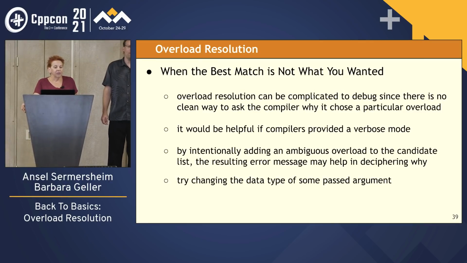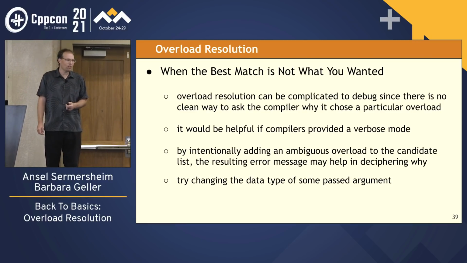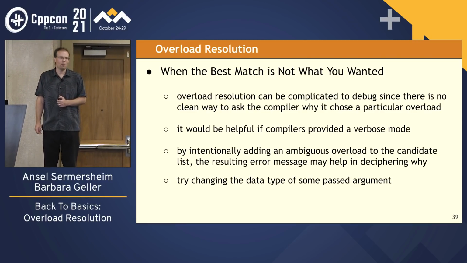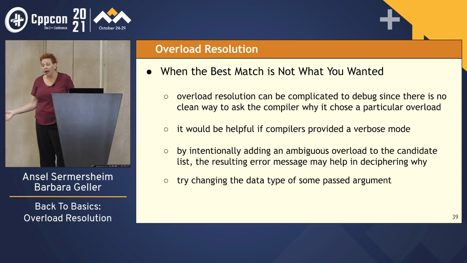The really frustrating situation is when the compiler does find a best match, and it does call one overload, but it's not what you wanted it to call. It's really hard to debug this because there's no way to ask the compiler, why did you do that? Why did you think that was the best option? A verbose listing would be really nice. If it would say, here are the 6 candidates, here's what I chose, here's what I didn't choose, here's why.